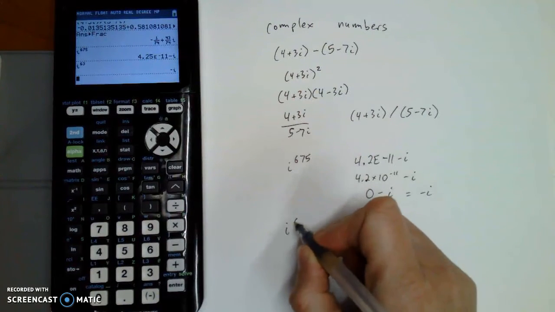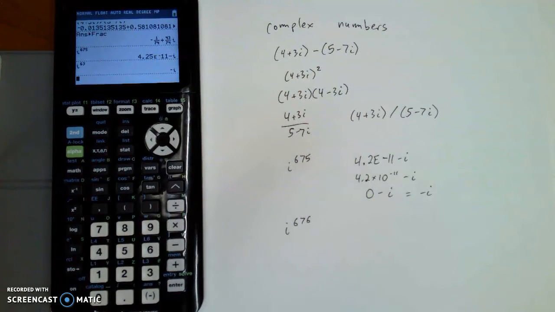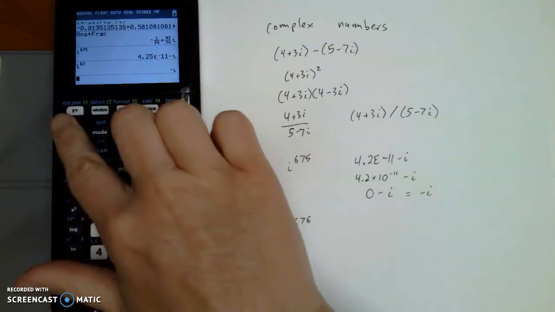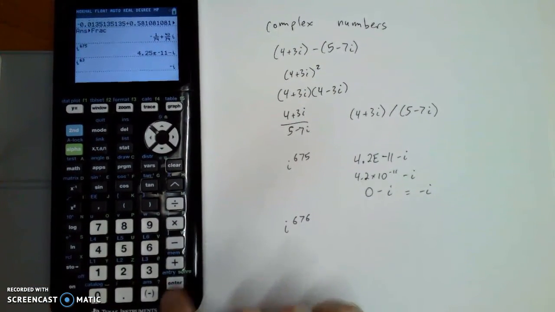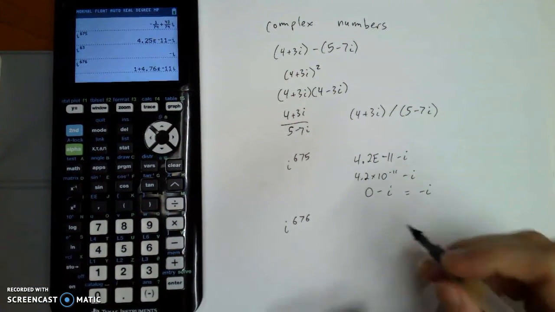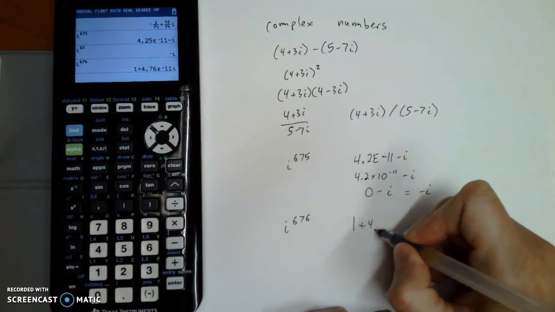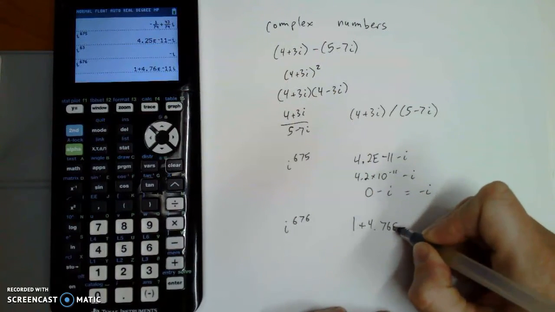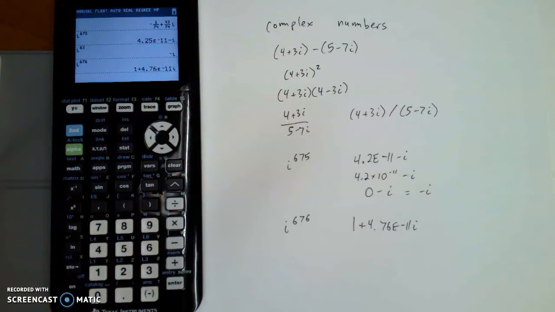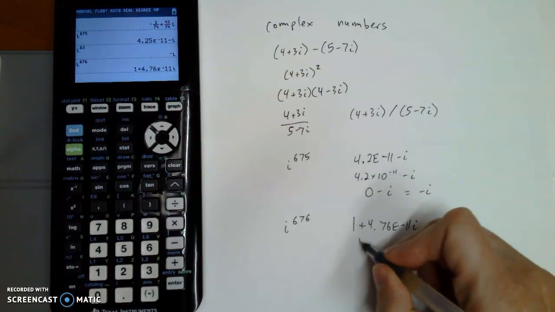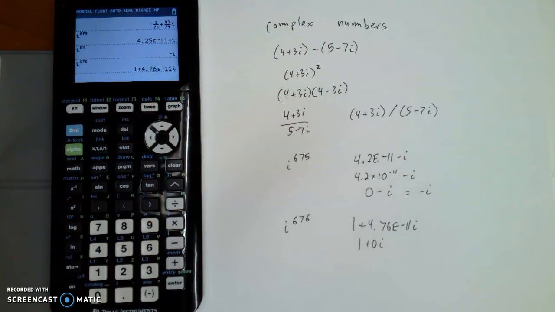What if I type in 6 to the 676 power? I want to make sure I hit all of the options here. So again, I'm getting a hideous number. I've got 1 plus 4.76E negative 11i. So again, that hideous number I'm going to interpret as 0. So I'm interpreting this as 1 plus 0i. Well, 0 times i is 0, so that's just a 1.